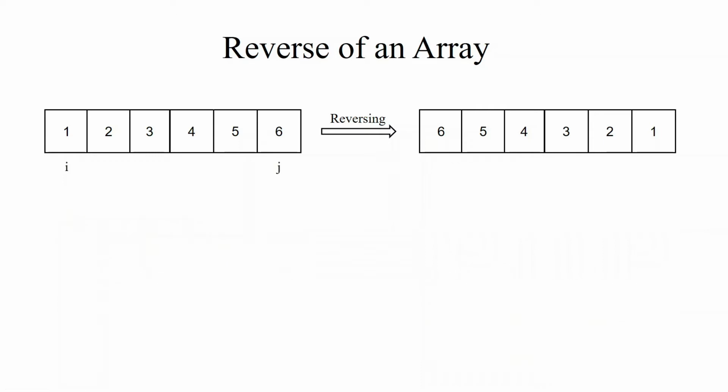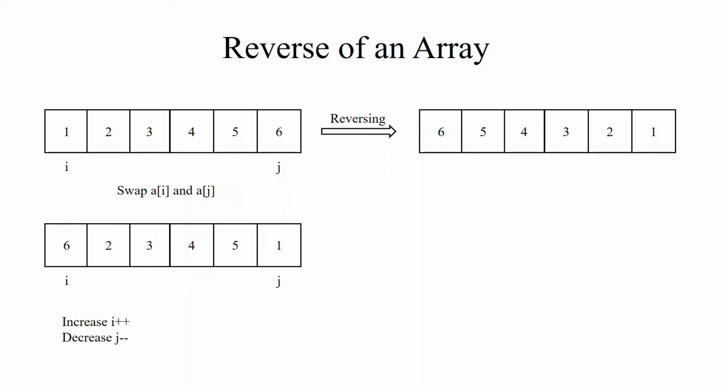Now the second method is we will take two integers, one starts from the first index and another starts from the last index, and we will swap these two elements of the array. So we'll swap array of i and array of j, and then we will increase i by 1 and decrease j by 1. So we will do i++ and j--. So now we will swap 2 and 5, then we will swap 3 and 4, and this is how our array will get reversed.